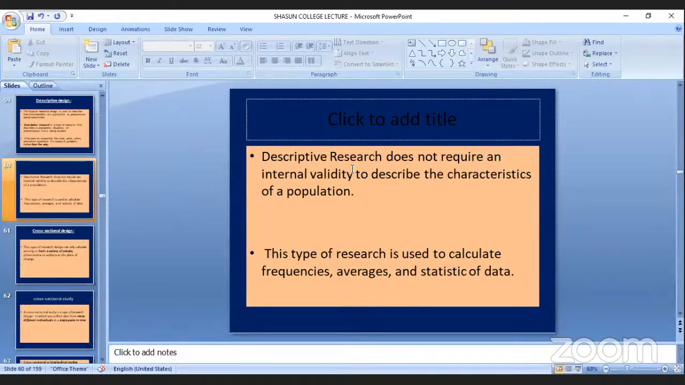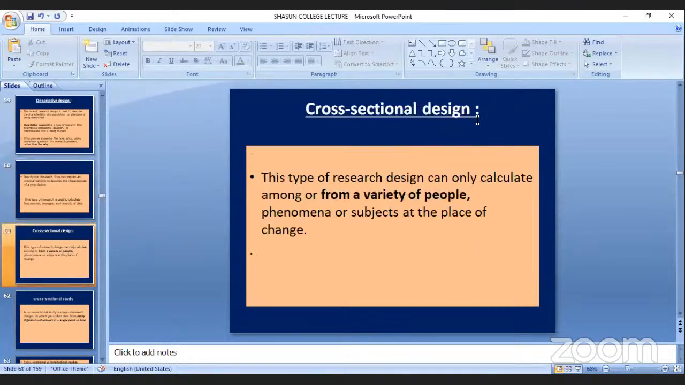There is also something called inferential research, where correlation, regression, and all that will be used. That is the difference between descriptive and inferential research. Descriptive normally uses basic statistics, whereas in inferential you go into the advanced part: correlation, the OLS method, and many other things. Okay, then we have a cross-sectional design.